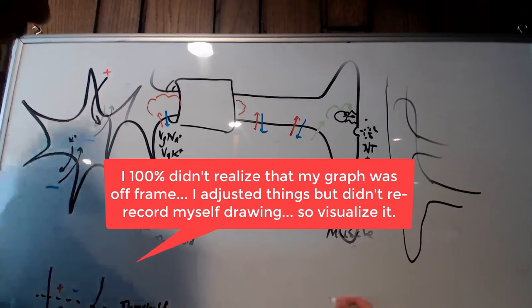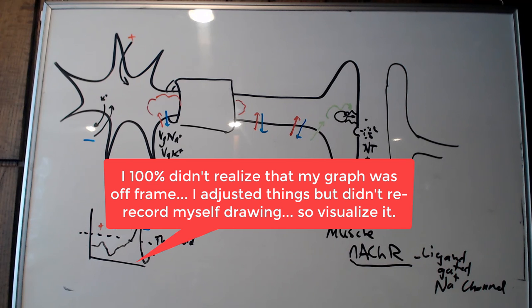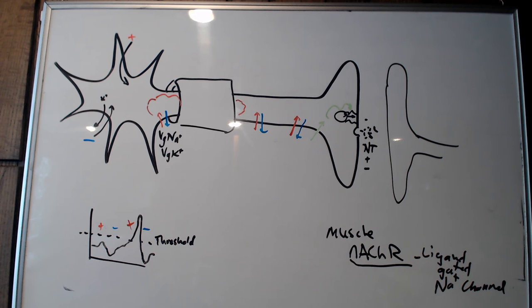If it is a muscle, then the neurotransmitter is going to act on the nicotinic acetylcholine receptor, which is a ligand-gated sodium channel. And then that will cause cross-bridge cycling to occur. We'll talk about that in a different video.